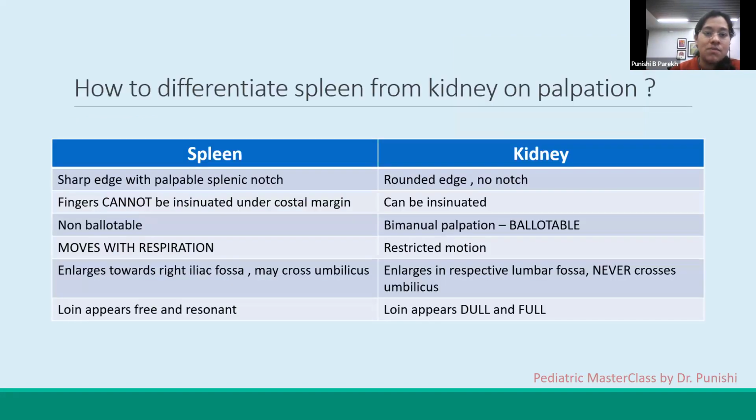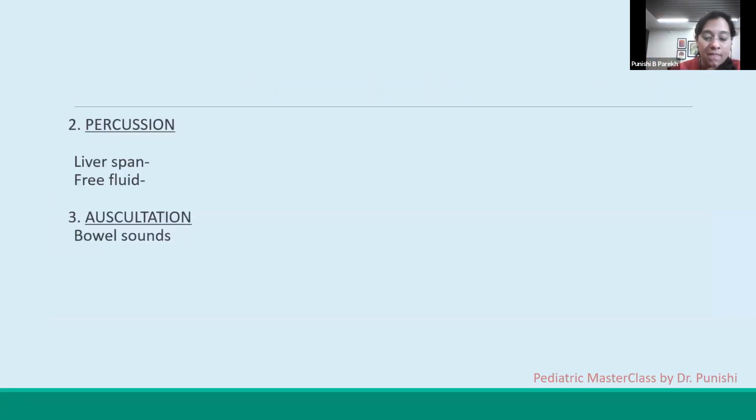Now, the next question that will be asked is, how do you differentiate a spleen from a kidney on palpation? So this is again a very favorite practical viva question. When you have the spleen, you'll be able to feel the splenic notch, which is the sharp edge of the anterior end of the spleen.